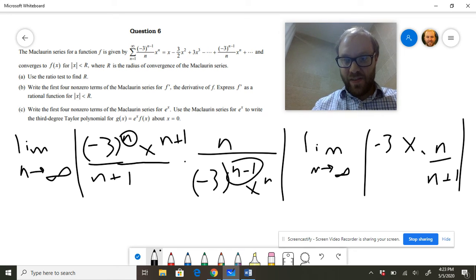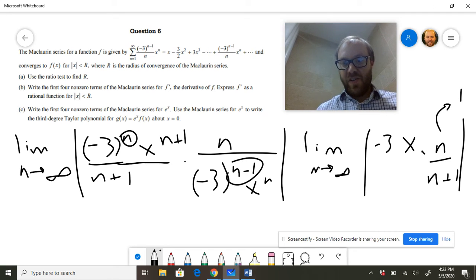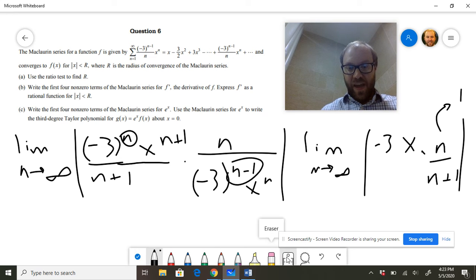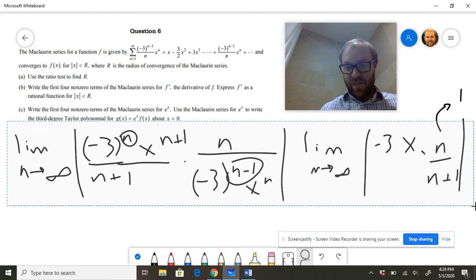So we're going to apply this limit. This is the limit as n approaches infinity, and n over n plus 1 is going to approach 1. So this is going to approach the absolute value of negative 3x. Of course, that absolute value is going to knock off that negative, and the limit is going to approach 3 times the absolute value of x.